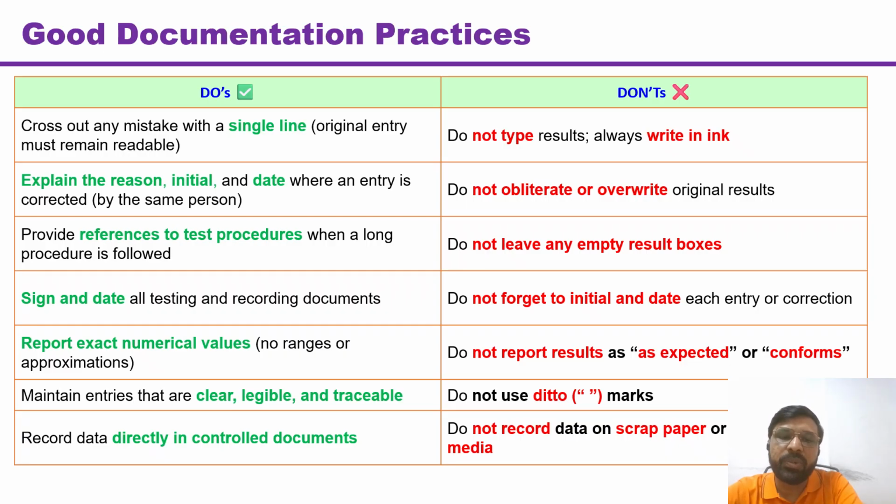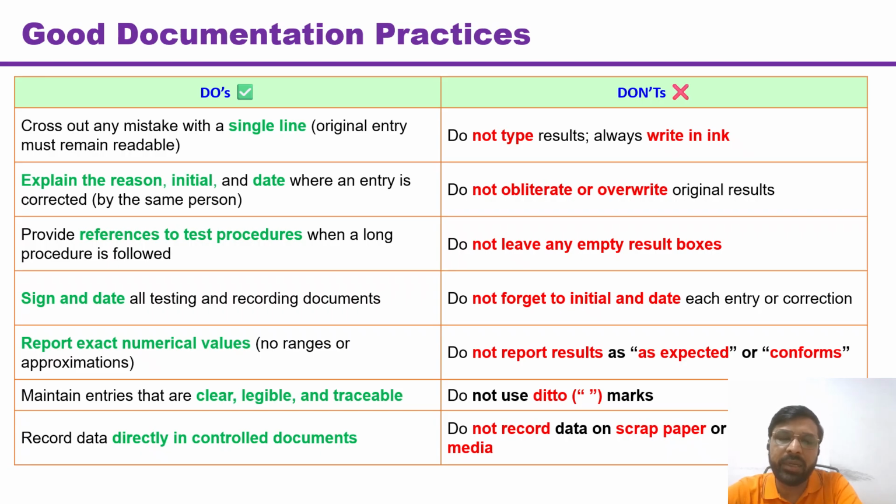Provide reference to the test procedure when a long procedure follows. Do not leave any empty result boxes. If we are crossing the empty boxes, it will not give the chance to manipulate the document. Sign and date all the testing records and recording documents, meaning whatever operation we are performing should be signed and dated so that we can track the operation. Do not forget to initial and date each entry and correction. Report exact numerical values, no range or approximation. Do not report results as expected or confirmed.